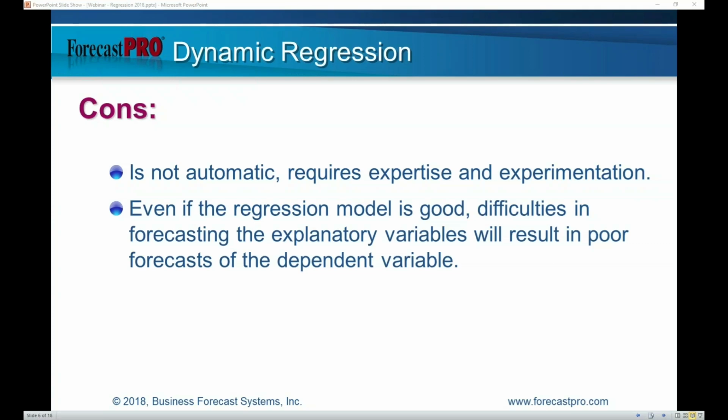And I'm going to read it, and then I'm going to go back and sort of explain what it means. So, even if the regression model is good, meaning that even if I build a model, I put in these explanatory variables, and it truly captures the relationships between variables, difficulty in forecasting the explanatory variables will result in poor forecasts of the dependent variable.